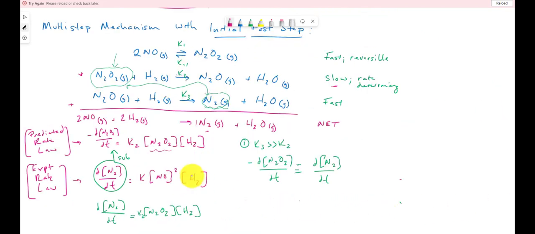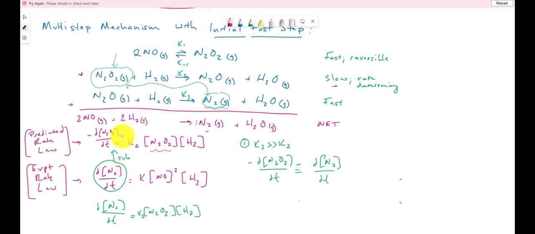So just remember, the whole goal of all of this circuitous stuff that we're doing here is to somehow make our predicted rate law look the same as our experimental rate law. And the way that we're doing that is trying to use the logic of the fastness or the slowness of these individual steps to rearrange algebraically the individual rate law steps, do some substitutions, cross some stuff out, and hopefully we can get them to look the same.